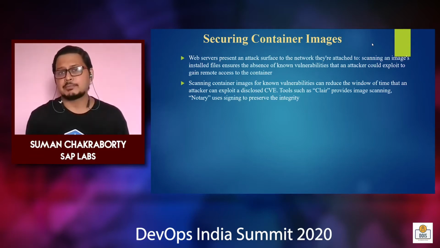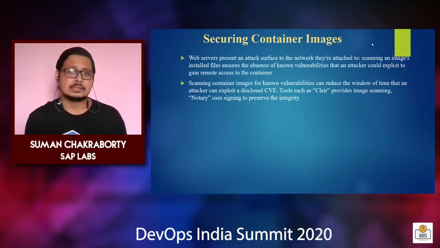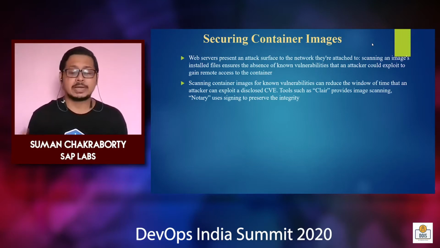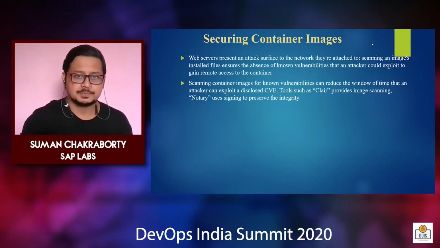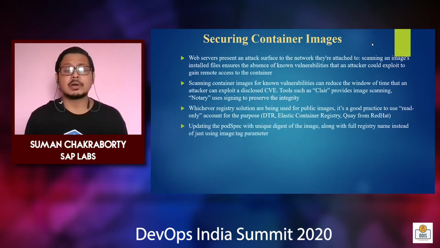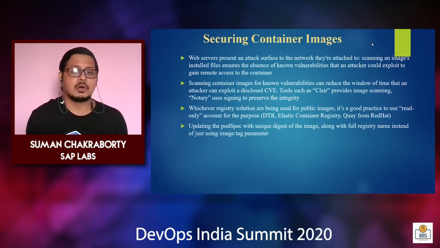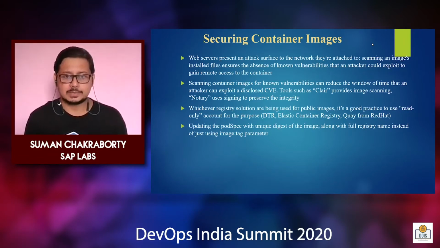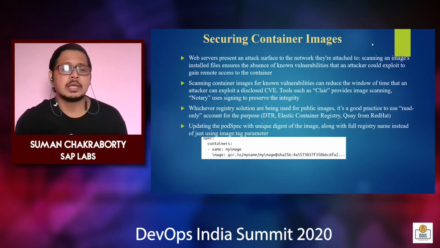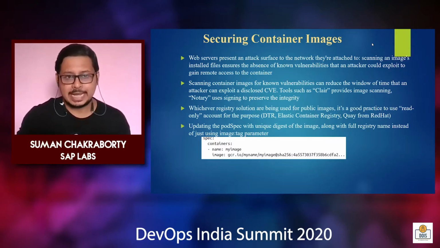So tools such as Clair provide image scanning, and Notary uses signing to preserve the integrity. Even if you're running Docker, Docker has the Docker Trusted Registry, which helps you to enable and use only those images which have been scanned thoroughly for any vulnerabilities before being passed into the environment. Whatever registry solution you use, you basically use read-only accounts for allowing those registries to act on your environment. So you should not give full access to those accounts. And also you use the images by passing the SHA information rather than using the latest tag. Or if you know, you can use a specific tag.